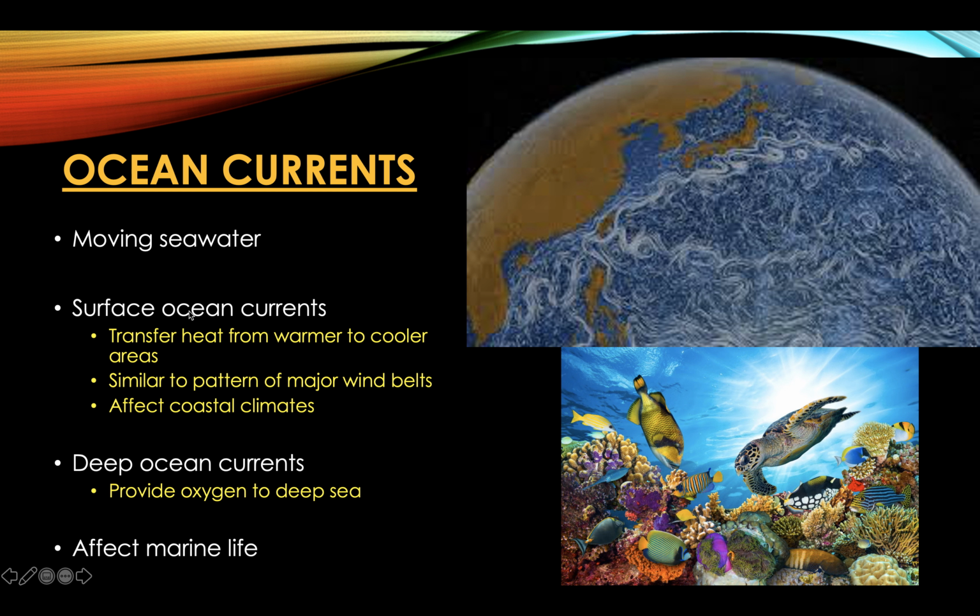And these are the ocean currents that also have very significant effect on coastal climates. They're also the main conveyors for transferring heat from warmer to cooler regions. Deep ocean currents involve vertical motion, and because of that, it provides oxygen to the deep sea. So it's a very important, although slow moving ocean current that can deeply affect marine life.